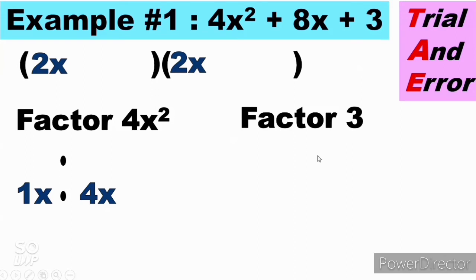Okay, next i-factor natin yung 3. Ang factor ng 3 is 1 times 3. Okay, so since yan lang naman ang factor niya, ilalagay natin doon sa second term ng first binomial yung 1, and then yung 3, lalagay doon sa second term ng pangalawang binomial factor natin. Or pwede namang pagbalik na rin. Okay, so meron na tayong 2x and 1 sa first binomial, 2x and 3 sa second binomial factor.